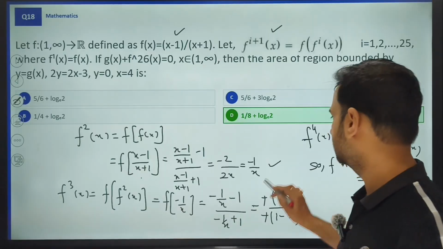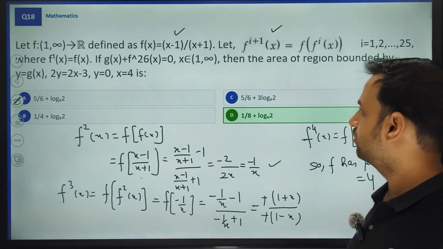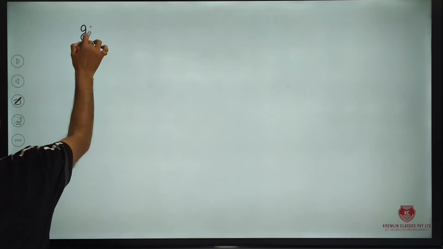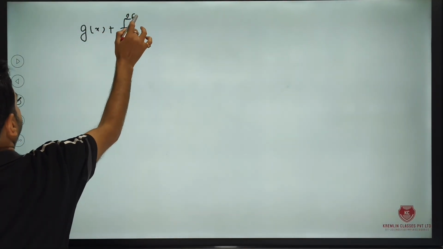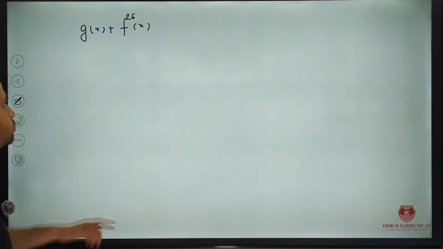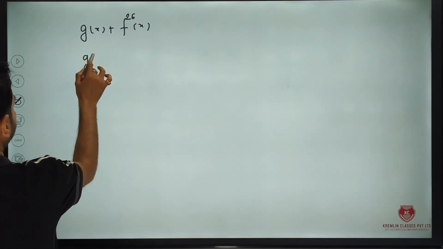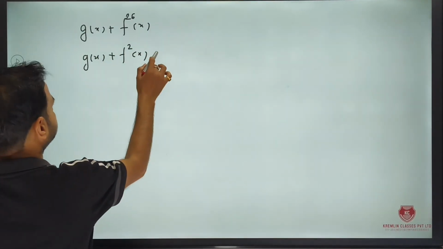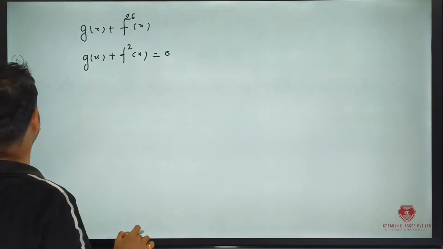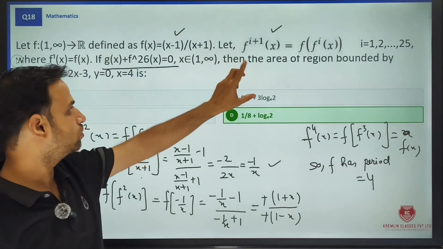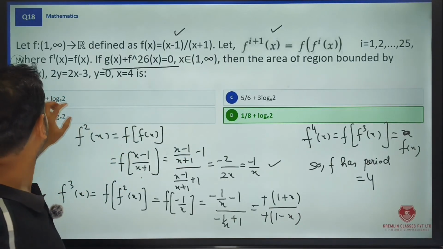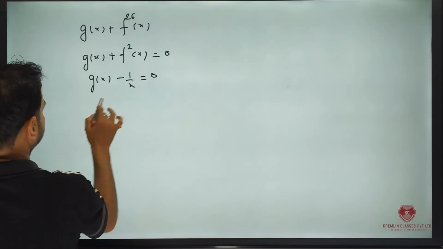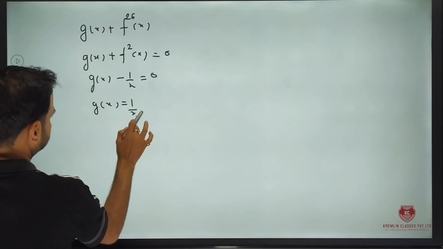We know f2(x), we know everything now. So what do we have to find out? This one. So let us go. g(x) plus f^26(x). The period of f(x) is 4, so when we divide 26 by 4, only f2(x) remains, because the period will go on repeating. So it will come out to be f2(x). 26 divided by 4 leaves remainder 2. X belongs to 1 to infinity. Now f2(x) was given by minus 1 by x, so g(x) equals 1 by x.